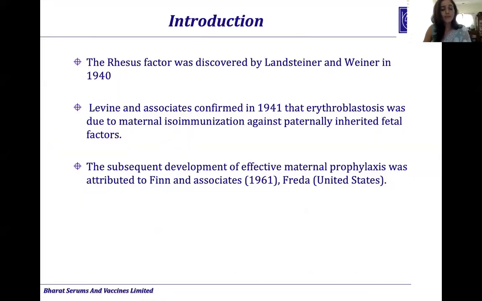So moving on. The burden of the disease was recognized once we recognized the RH factor, which was discovered by Landsteiner and Wiener as far back as 80 years ago, in 1940. And eventually, the disease of erythroblastosis was confirmed in 1941 and was found to be due to maternal isoimmunization against the paternally inherited foreign fetal factors. The subsequent development of effective maternal prophylaxis, which has brought down hemolytic disease of the newborn, can be attributed to Finn and associates as late as 1961. So that's impressive.